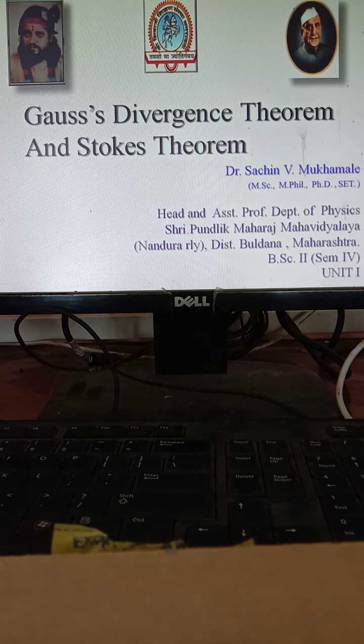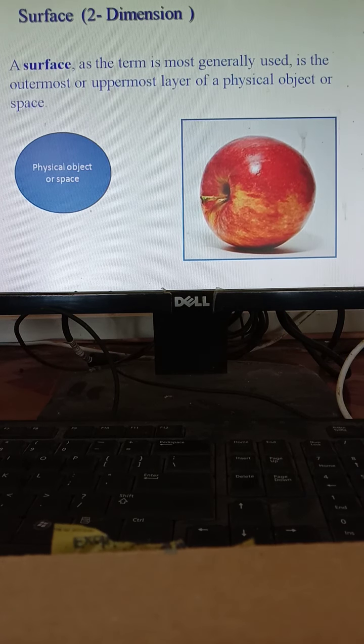Today's session is on the Gauss divergence theorem and Stokes theorem. Okay, so for all our BSc second year, semester 4 students, we are going to understand the unit, the second part, on the Gauss divergence theorem and Stokes theorem. So here we will discuss surface. In this, first we understand the surface. What does it mean by surface?